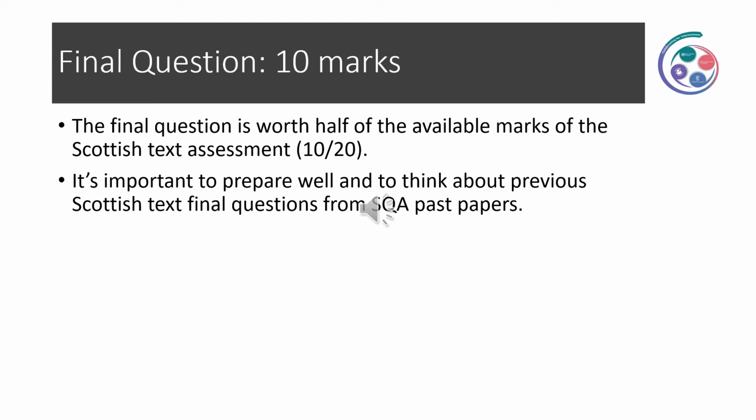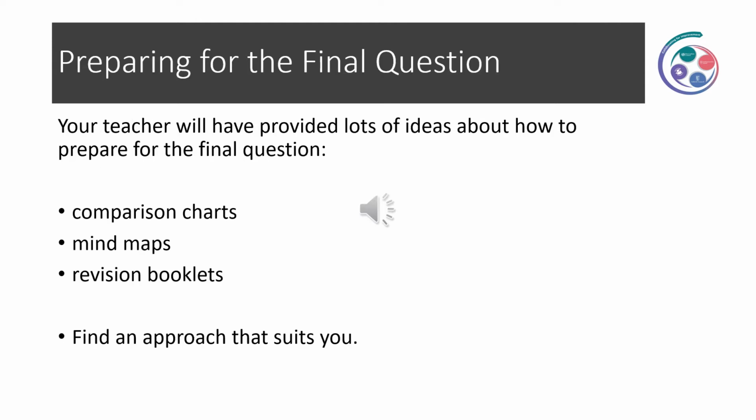In Higher English, the final question is always worth 10 marks and the marks are allocated in a very specific way. It's important to prepare well and to think about previous Scottish text final questions from SQA past papers. Because this is such a high mark question, it's really important that you prepare well. Your teacher will have given you lots of ideas about how to do this. You might have comparison charts, mind maps, revision booklets. It's important that you find an approach that suits you.